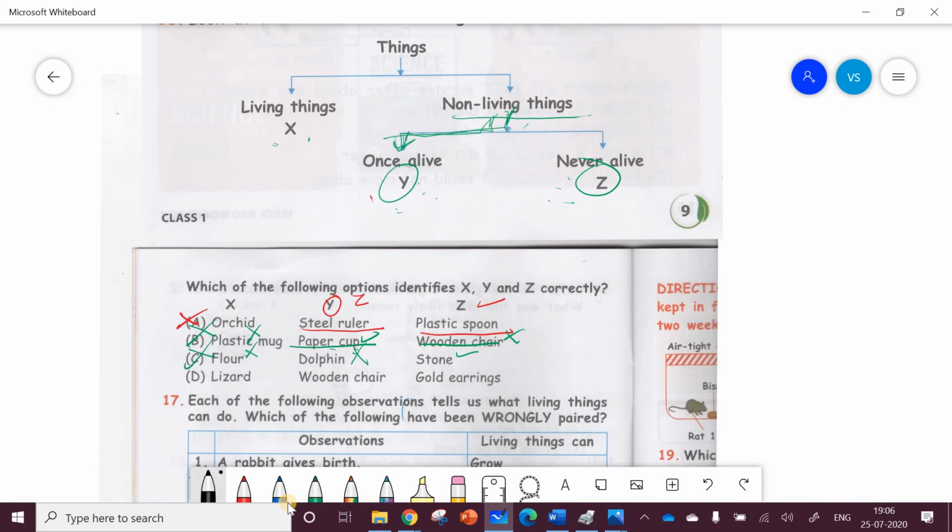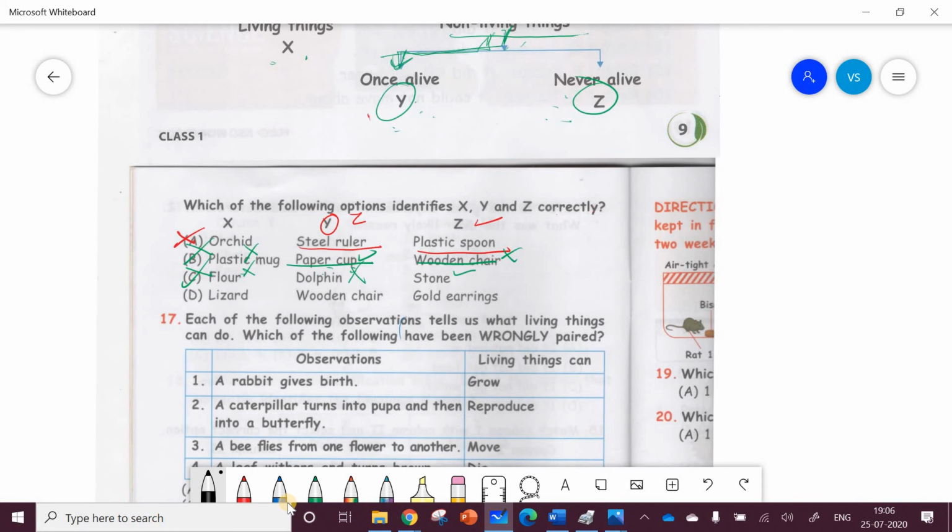Let's check the next option. Lizard. Lizard will be what? In the X category, Y category, or Z category?